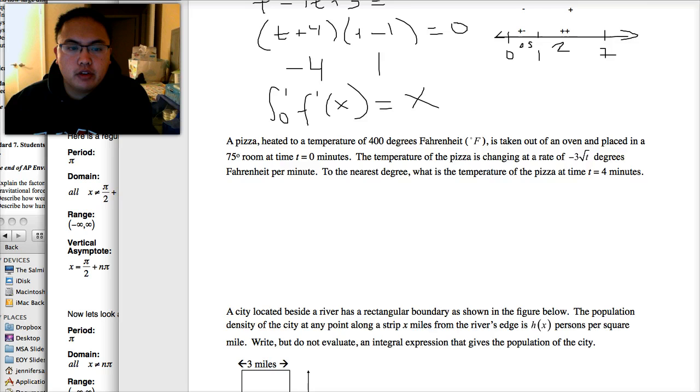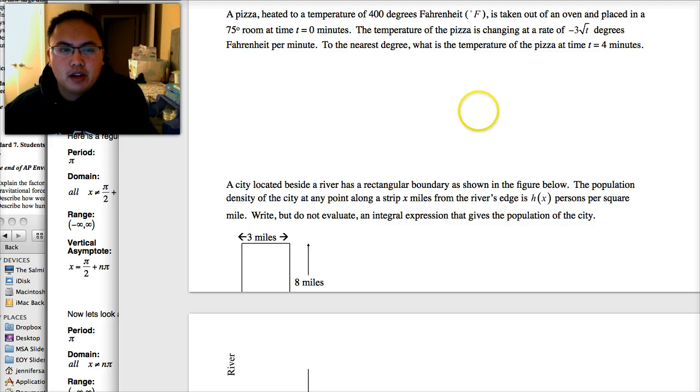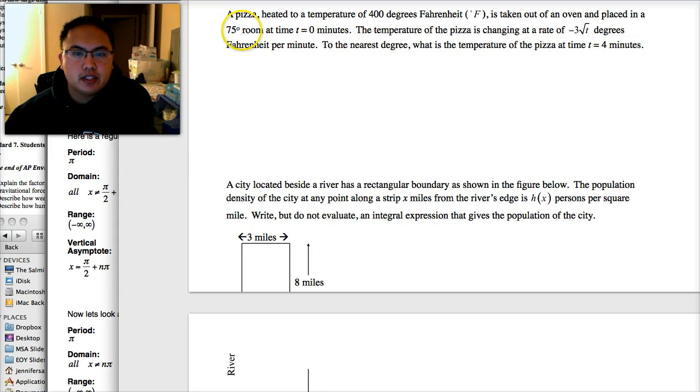And the last word problem I want to do for you, it says a pizza, I know. You should say, let's learn with the pizza. Maybe. But here it says a pizza heated to a temperature of 400 degrees Fahrenheit is taken out of an oven and placed in a 75-degree room at time t equals 0 minutes. The temperature of the pizza is changing at a rate of negative 3 radical t degrees Fahrenheit per minute. That's weird. To the nearest degree, what is the temperature at time t equals 4 minutes?